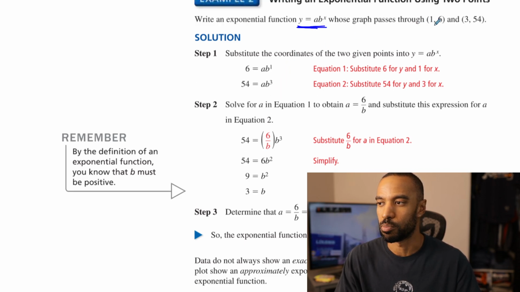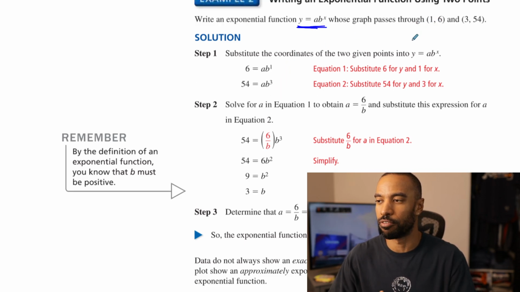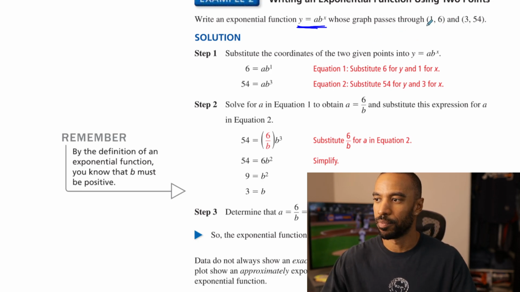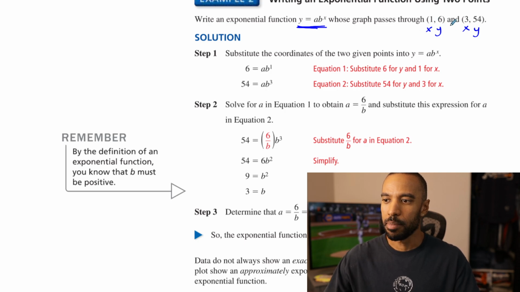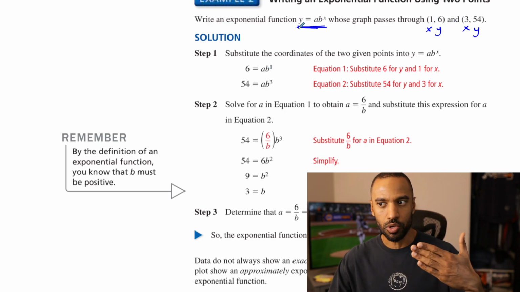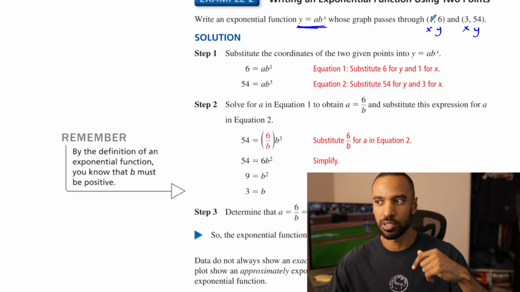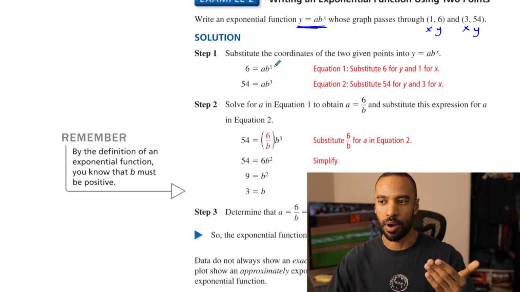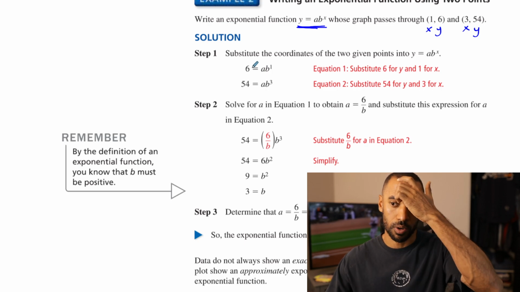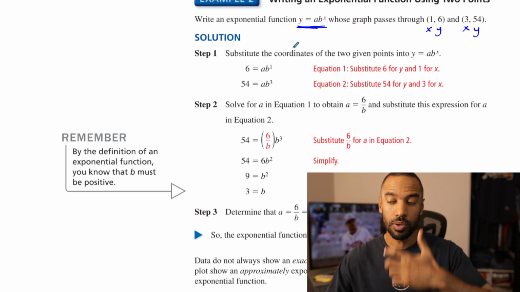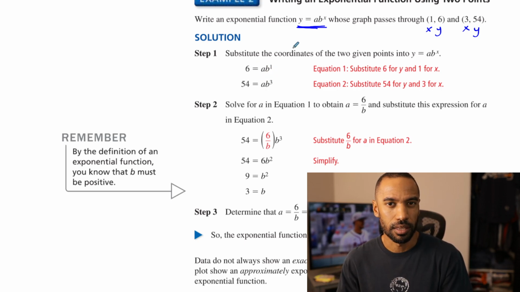They're using the substitution method. Now, your 2 points for x and y are (1, 6) and (3, 54). That means in this system, you can make a system by substituting 1 for x and 3 for x in 2 separate equations, and 6 for y and 54 for y in those particular equations, 1 with 6 and 3 with 54, and you can solve for a and b this way.